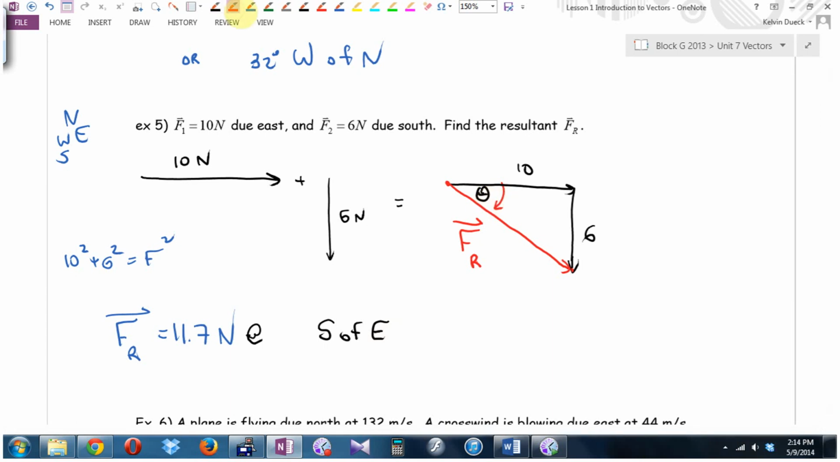That 6, is it opposite, adjacent, or hypotenuse? I agree with you. How about that 10? Which trig function do you think you'd like to use? Tangent. And it's going to be the tangent of the mystery angle equals opposite over adjacent. All of you, please try this on your calculators. Even those of you who borrowed one from me, please try this. Get theta.